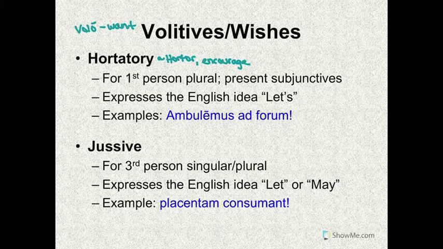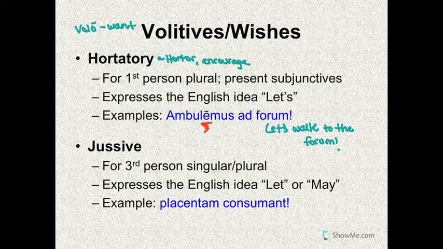The hortatory is the technical term for a first-person plural present subjunctive, which is used in the main part of a clause, and expresses the English idea let's. For example, ambulamus ad forum. We would say in English, let's walk to the forum. Do you see that nice present subjunctive in ambulamus, with the E being used as a thematic vowel?